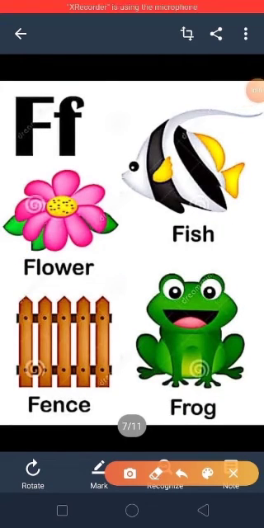Capital F is written as small f. That is F for fish, F for flower, F for frog, and F for fence.